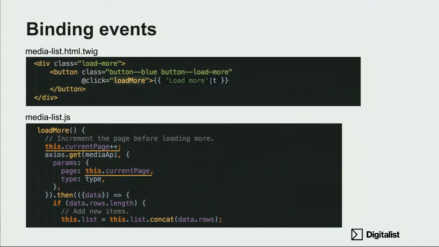The first thing I do is I increment the page, so I have an attribute that keeps track of what page I'm on. I increment that, and then I make the get request, and I pass this argument here as a parameter to the request.